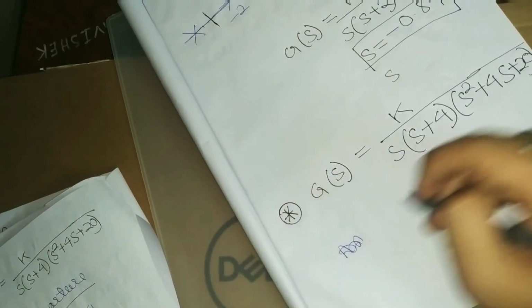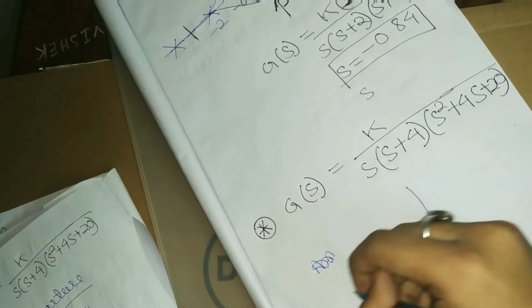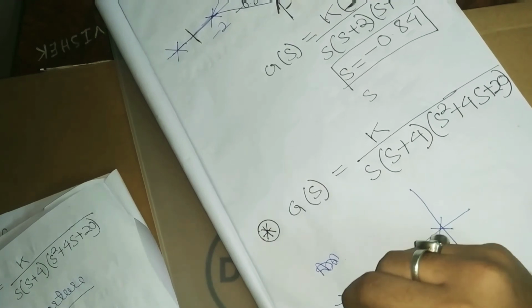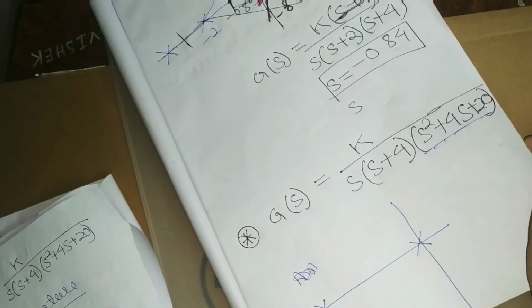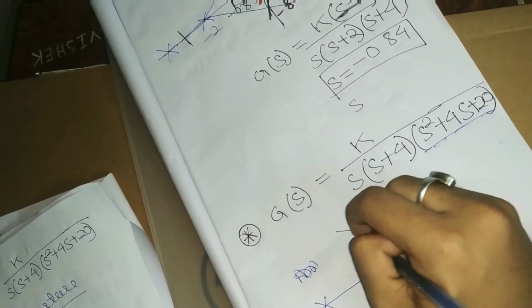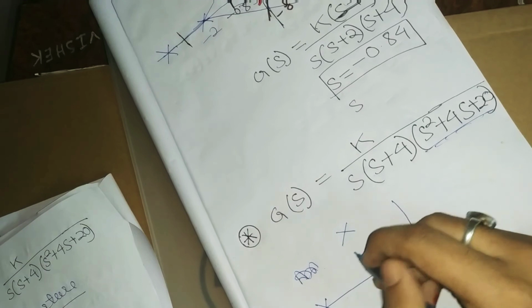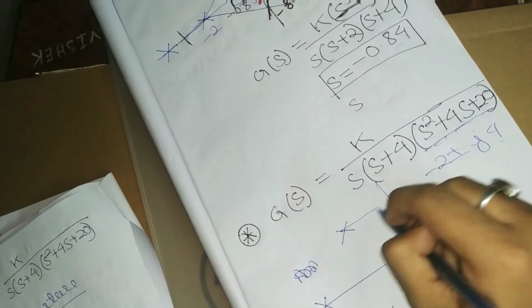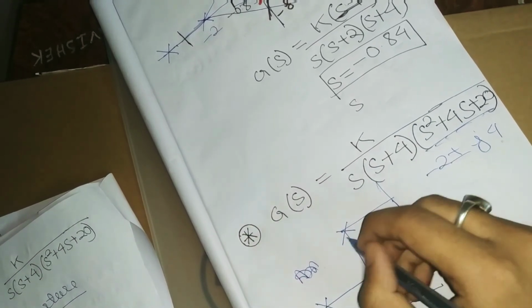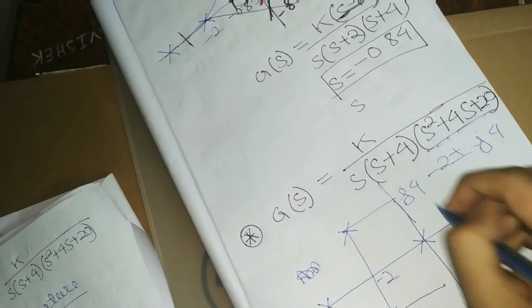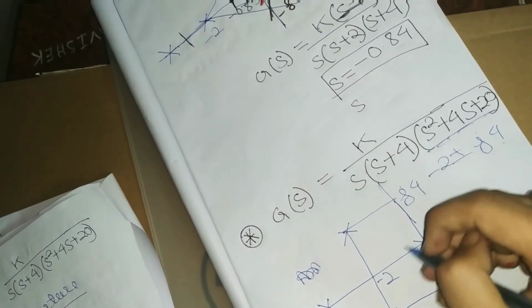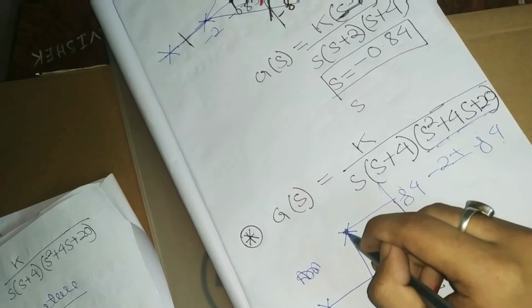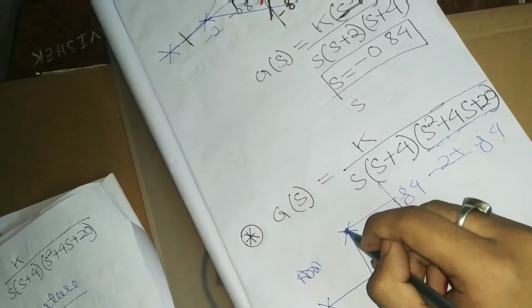So the angle of departure is, see, there is one pole at s equals 0, and if you solve s square plus 4s plus 20, then it will be a complex pole. So this is minus 2 plus minus j4. So what will it become? It will become this. Okay, this is minus 2 and this is j4, minus j4. So you have to take this angle. So first of all, what to do? You have to join all the poles from this point.